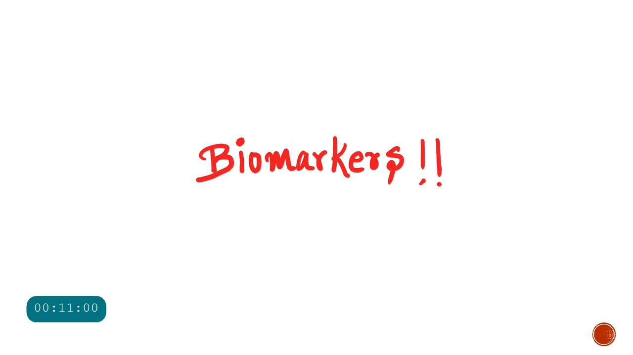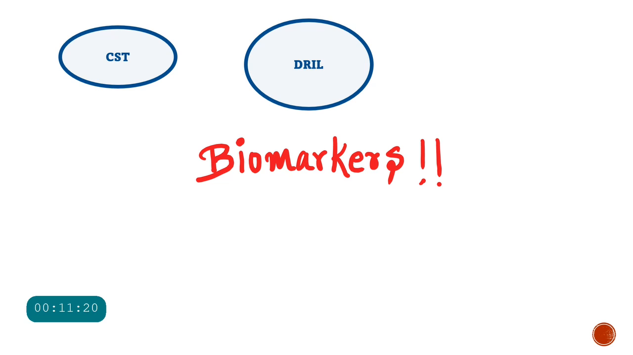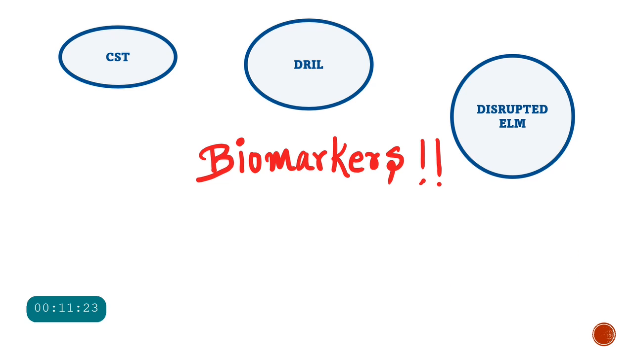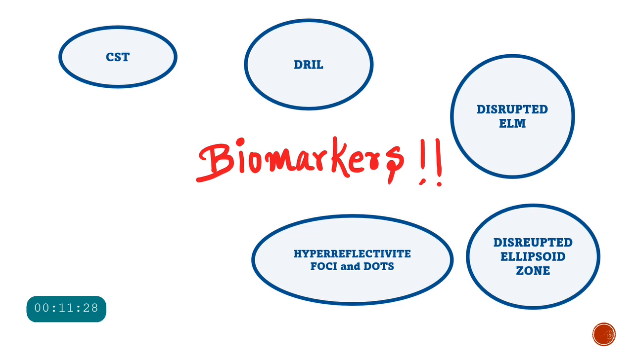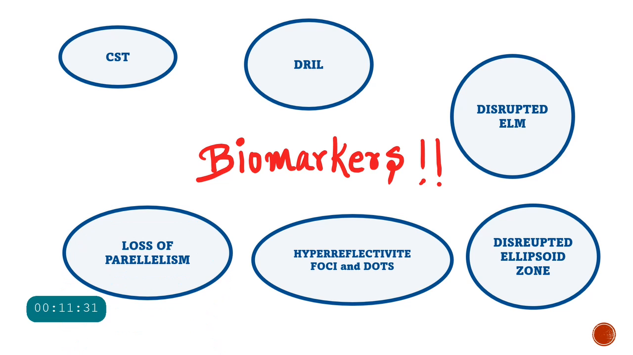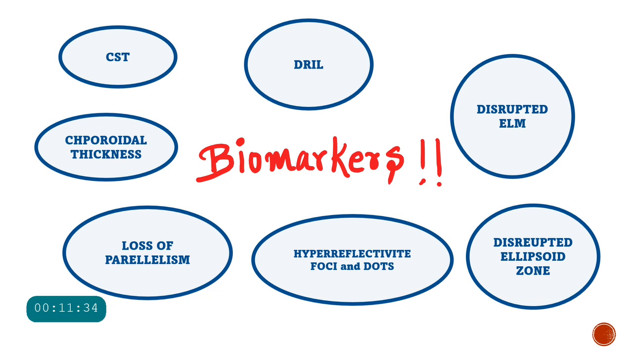So what are these biomarkers, and how many of them are actually present? The biomarkers that we see in OCT for a patient with diabetic macular edema: number one is the central subfield thickness, and I already explained to you what is meant by this. Second is the DRIL, that is disorganization of the inner retinal layers. Then we have the disrupted external limiting membrane, disrupted ellipsoid zone. Then we have hyperreflective foci and dots, loss of parallelism, and the choroidal thickness. So these are the various biomarkers that you see on OCT, and let us review them one at a time.